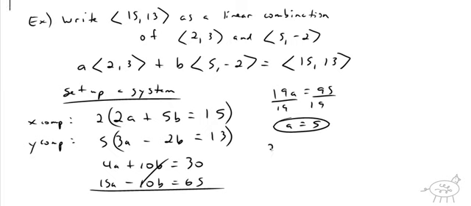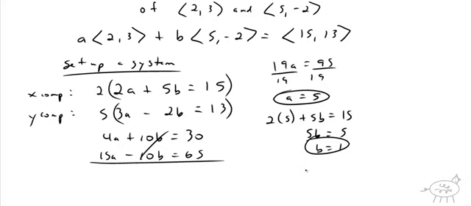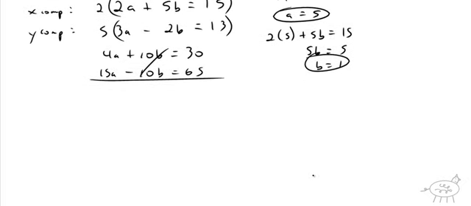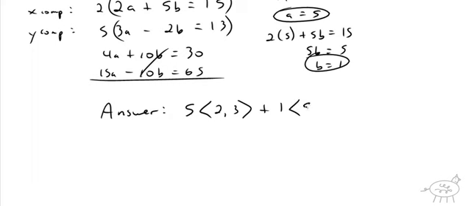And then just plug it into one of the equations. So let's plug it into the top one, doesn't really matter. So 2 times 5 plus 5b equals 15. So we subtract 10 from both sides, so we get 5b is equal to 5 and b is equal to 1. So there we go. We got a is 5 and b is 1. So now I can write this, this is my answer: 5 times 2, 3 plus 1 times 5, -2, and that equals our original vector, 15, 13. The 1 is kind of optional because it's just a coefficient of 1, but I'm going to put it there.